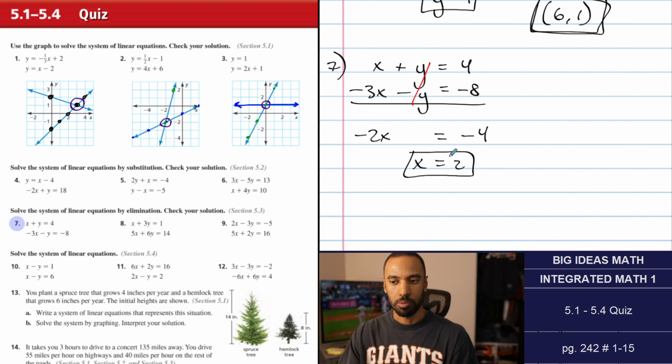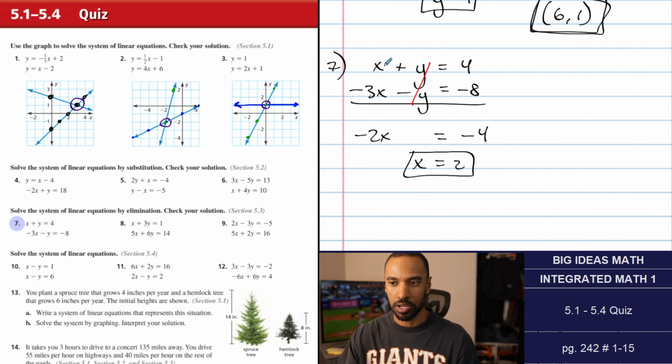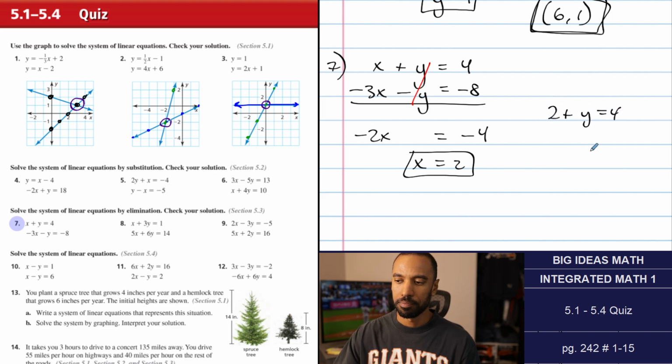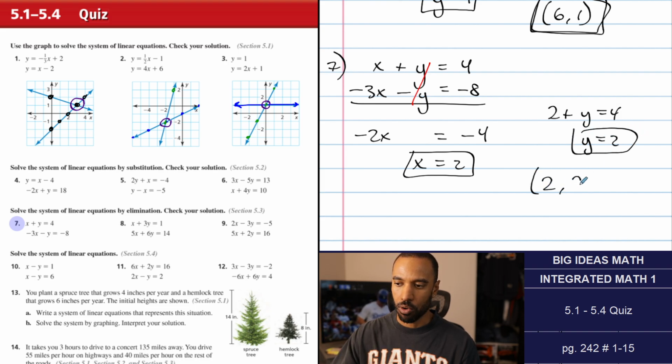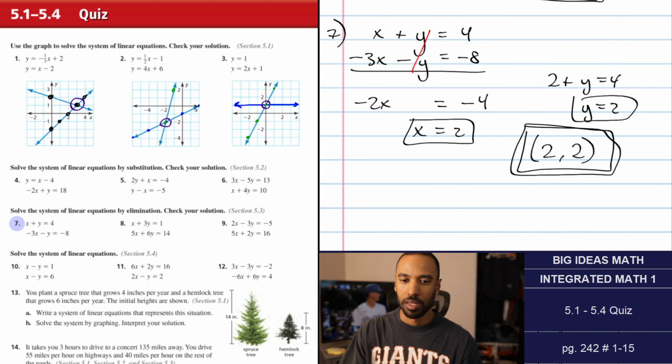Now, just like the substitution method or any system of equations, we do need the y, so we have to substitute x into an equation. I like the top equation. 2 plus y equals 4. Subtract 2 from both sides, you get y equals 2. So 2 for x, 2 for y, ordered pair, there you go. Okay. Number 8.